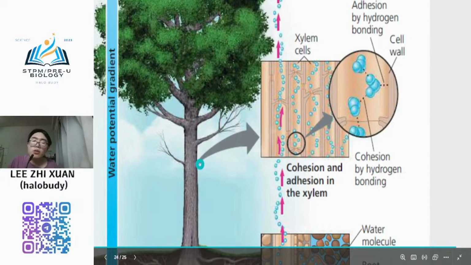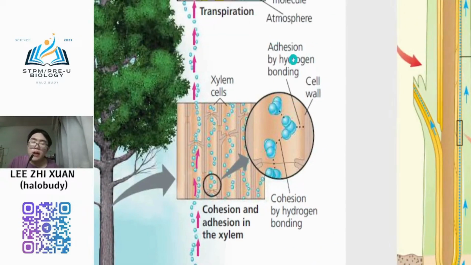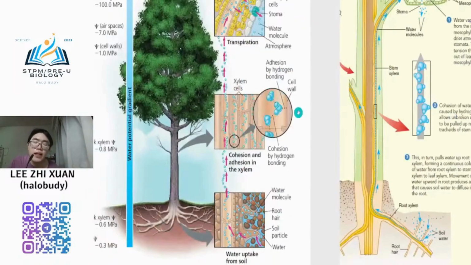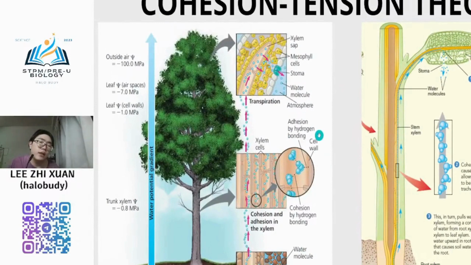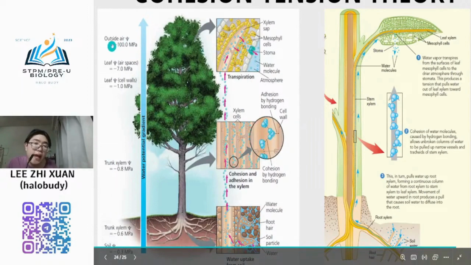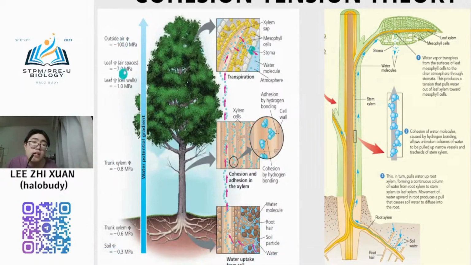So because of the cohesion and also adhesion, it can overcome the gravitation challenge. So the water molecule can be transported up to the leaf against gravitation. So this is the cohesion tension theory, but you need to know it. So you see this diagram. You see that outside the leaf, the air's water potential is very low, so the water molecule will evaporate out from the leaf.